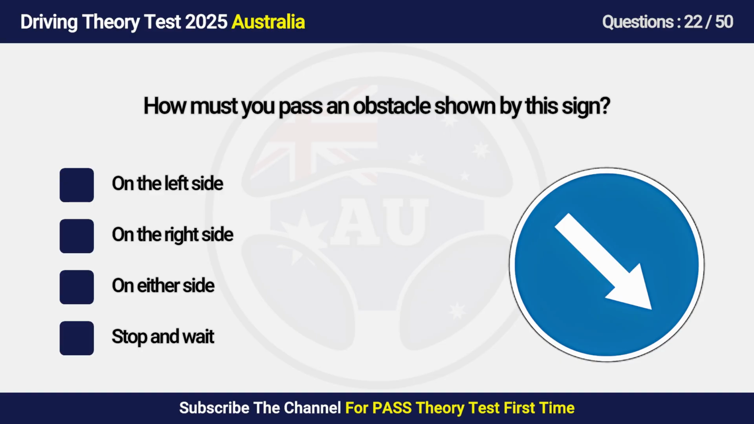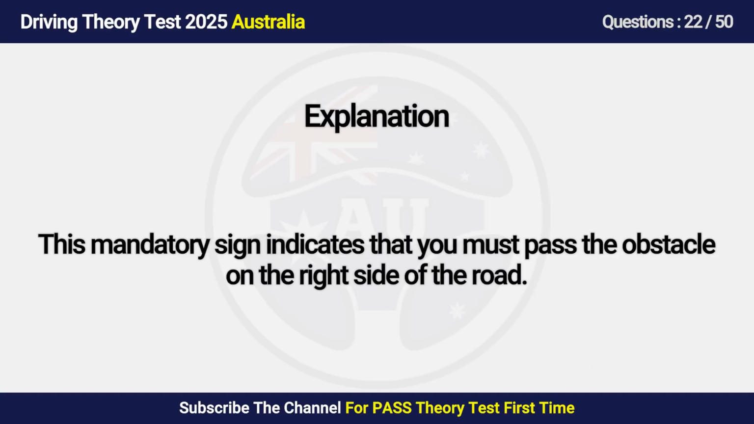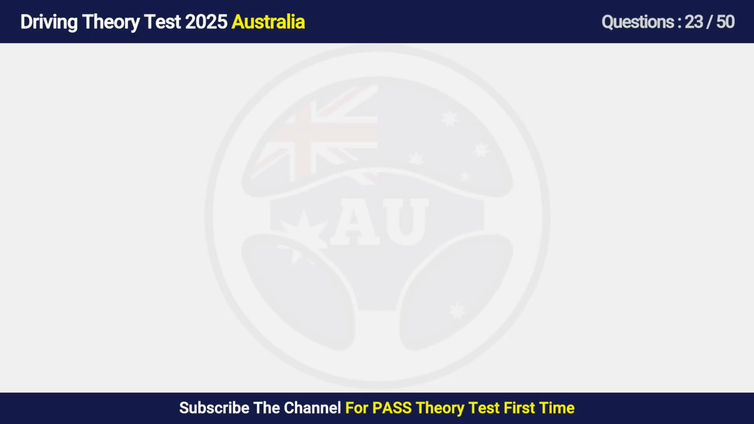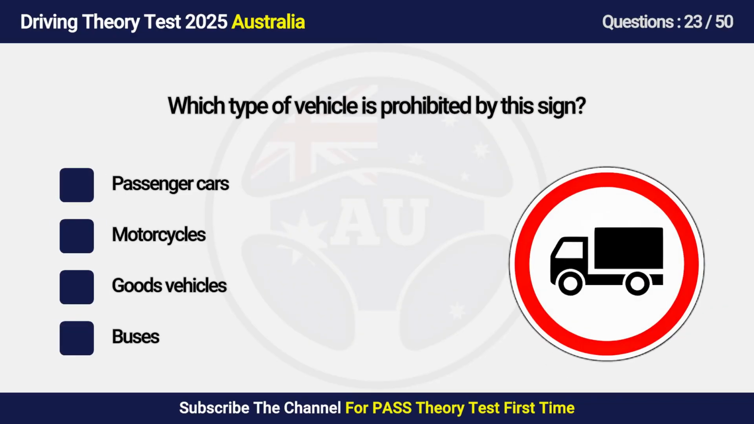A. On the left side. B. On the right side. C. On either side. D. Stop and wait. Answer is B. On the right side. This mandatory sign indicates that you must pass the obstacle on the right side of the road. Question 23. Which type of vehicle is prohibited by this sign?